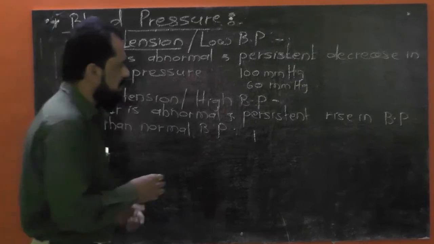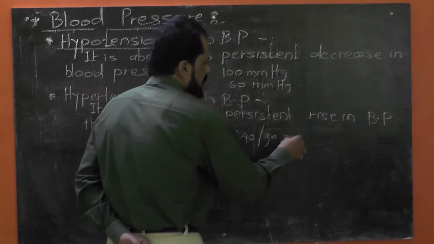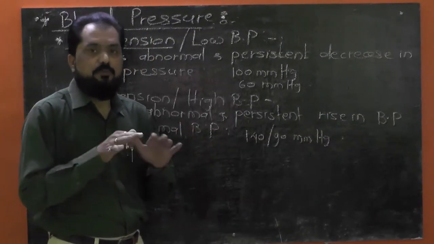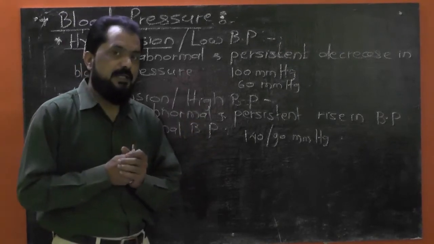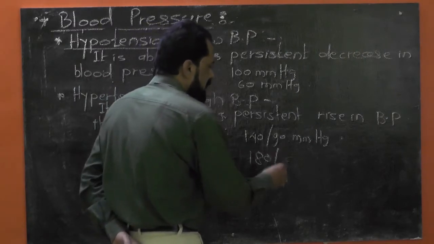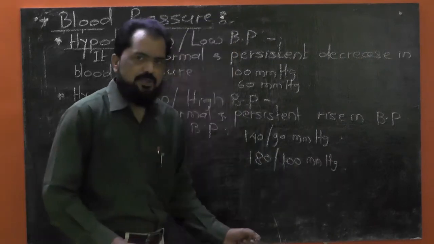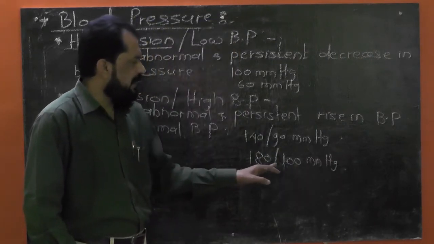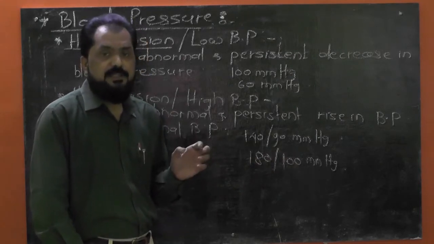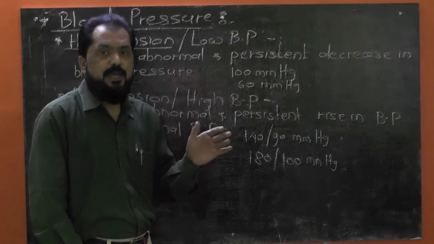In hypertension, the blood pressure is 140/90 mmHg. It is the threshold, that is, the boundary of high BP. But whenever the blood pressure rises up to 180/100 mmHg, that is systolic pressure above 180 and diastolic 100 mmHg or above, definitely it is quite dangerous and it causes a threat to mankind.